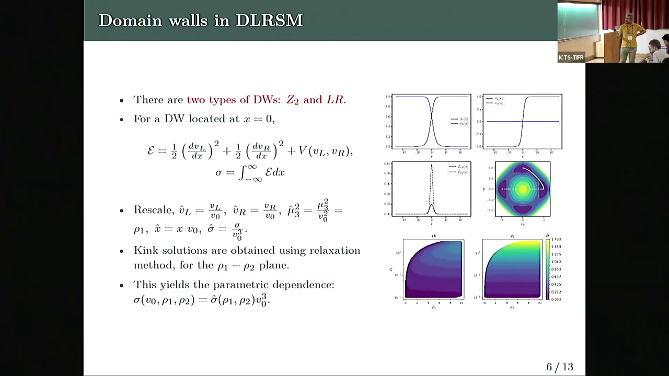Okay, and if we scan across the parameter space, rho 1, rho 2 in this plane, we see the dimensionless sigma, which is just rescaled. So this actually is always true, in the entire parameter space, Z2 domain walls have a larger surface tension. Okay, so from here, once we do this, we can find a parametric dependence of sigma on these three parameters: V naught, rho 1, rho 2.